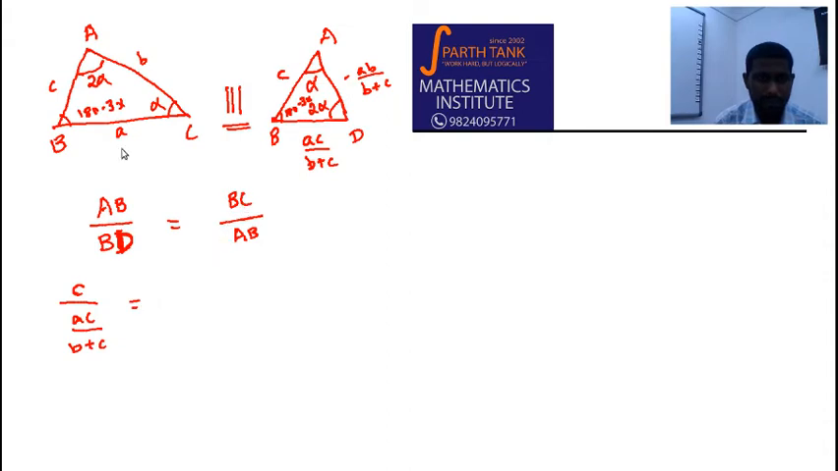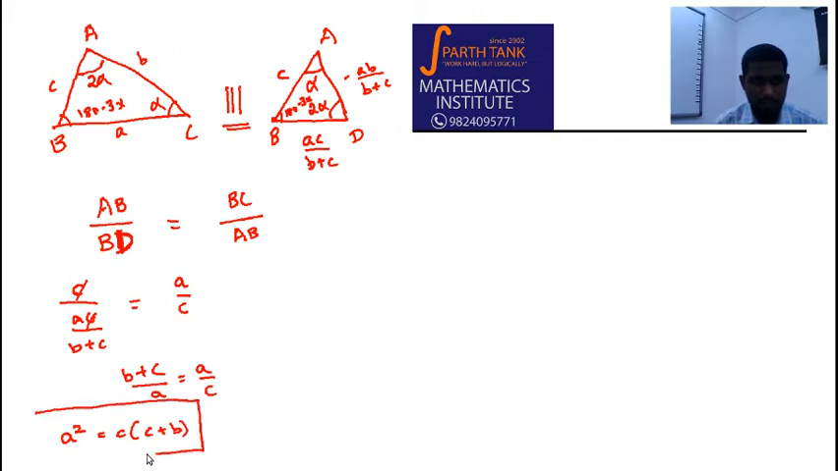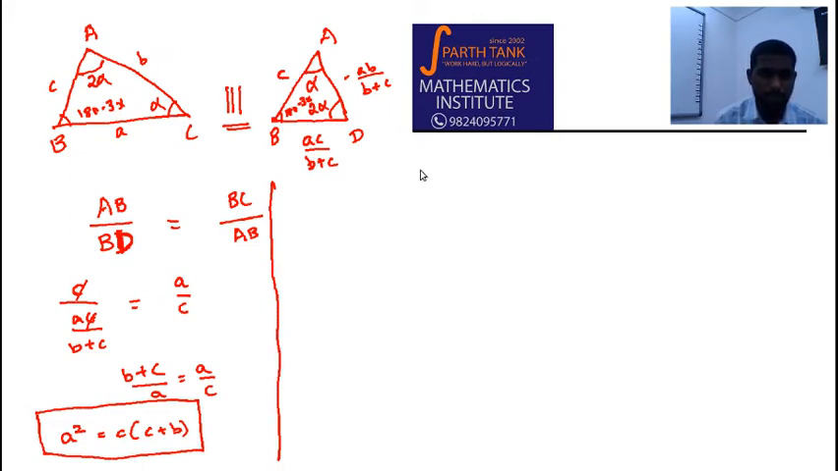This should be equal to BC in this triangle is A and AB in this triangle is C. Alright. So this C and C can be cancelled here. So this would give us B plus C by A is equal to A by C, or A squared is equal to C into C plus B. Now this is the relation with which we will be working now. Okay. Now we got A squared is equal to C into C plus B.